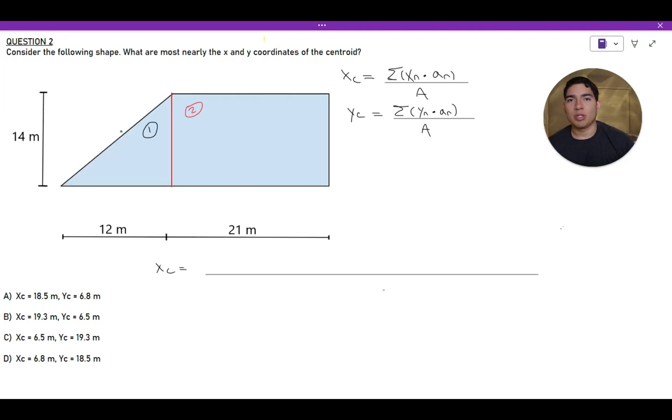As you can see, we do have a triangle as one of our components. So the coordinates for that centroid are going to be found differently than they would be for a rectangle. We can refer to the FE reference manual for a quick reminder of how that will work for a triangle. So let me go ahead and show you that.